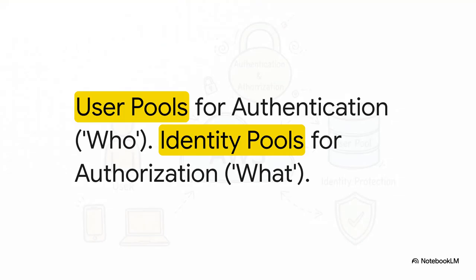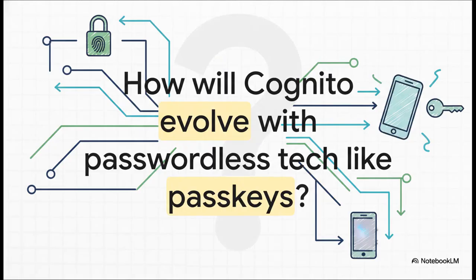So look, if you forget everything else we talked about today, please remember this for your exam. User pools are for authentication. They answer the question, who are you? Identity pools are for authorization. They answer the question, what can you access? Who and what? That's the key. And that's pretty much the whole story on Cognito. We've hit the core concepts, the flows, and the patterns you need to know.